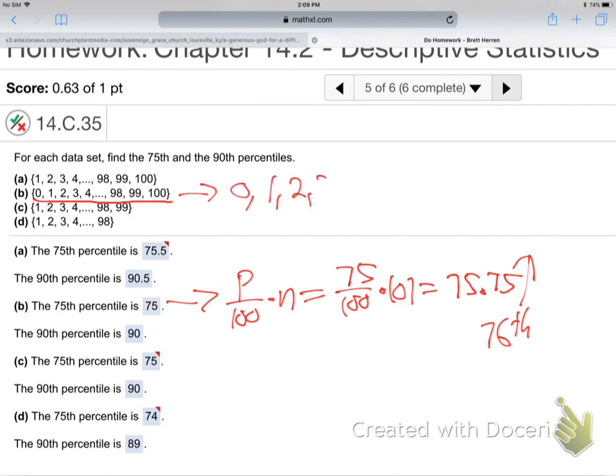0, 1, 2, 3, 4, and so on. So the first number is 0. See what I mean by the pattern? Second number is 1. Third number is 2. See the pattern? The order, take away 1, gives you the number, doesn't it? 3 take away 1 is 2. 2 take away 1 is 1. 1 take away 1 is 0. See how that works? So we want to find the 76th. So if you want to find the 76th, what will be here?